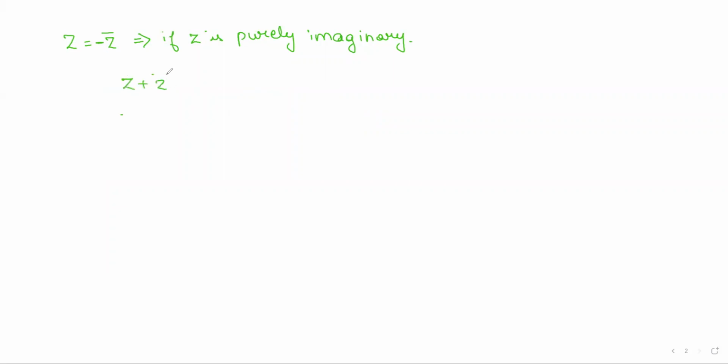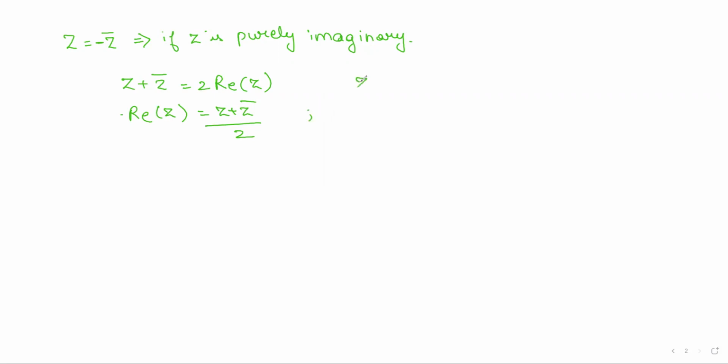z plus z conjugate is equal to 2 times the real part. This is what we wrote on the previous page. The 2 can be taken over here, and the real part of z is equal to (z plus z bar) upon 2. So this is another way of looking at it. It means the real part of z can be expressed as the average of z and its conjugate.